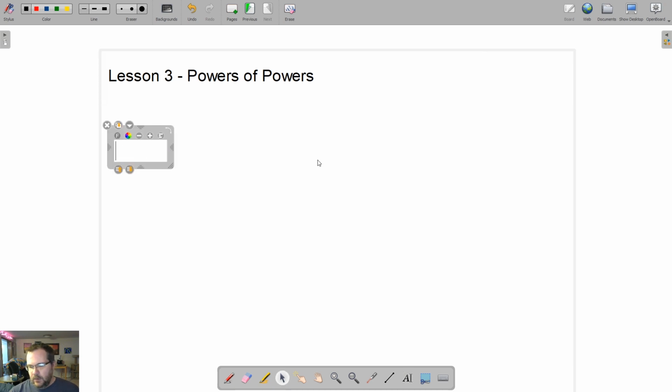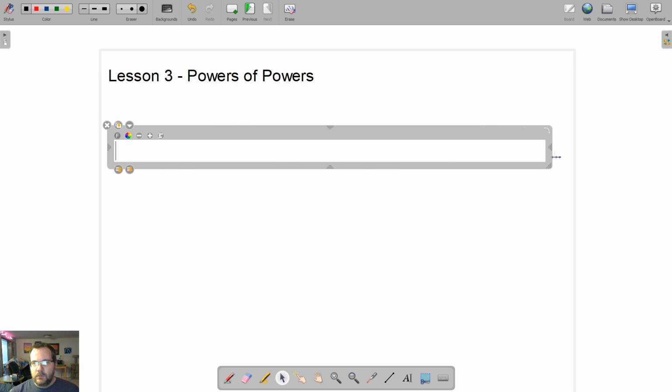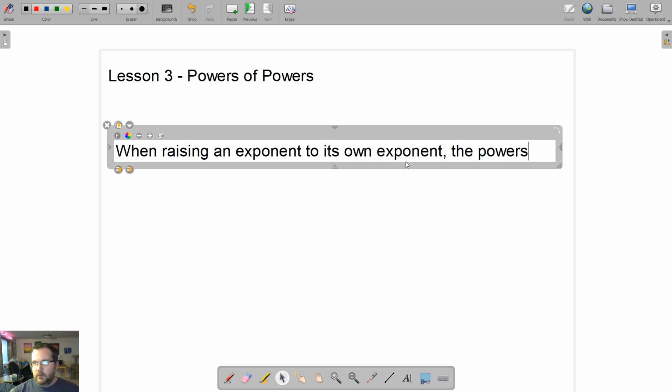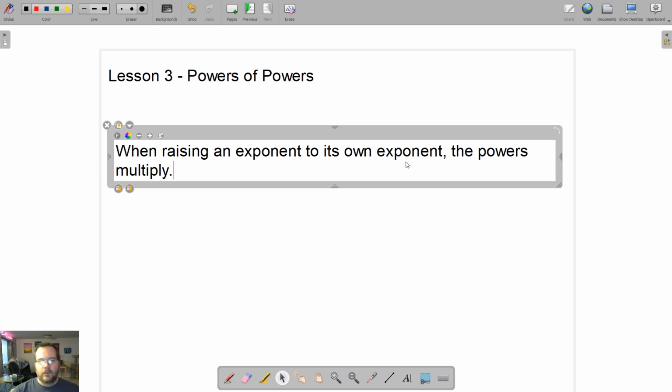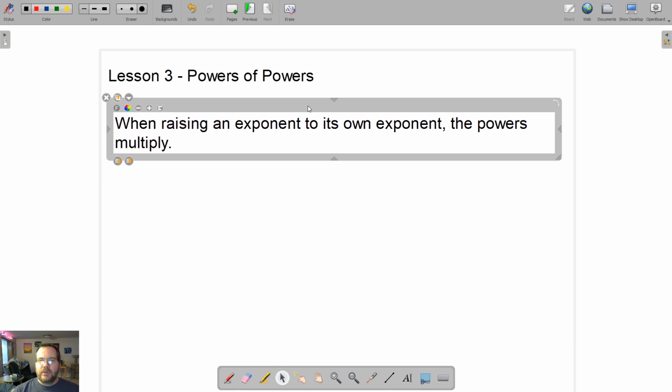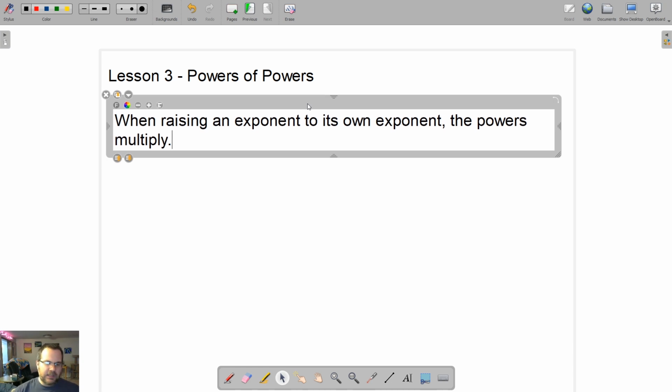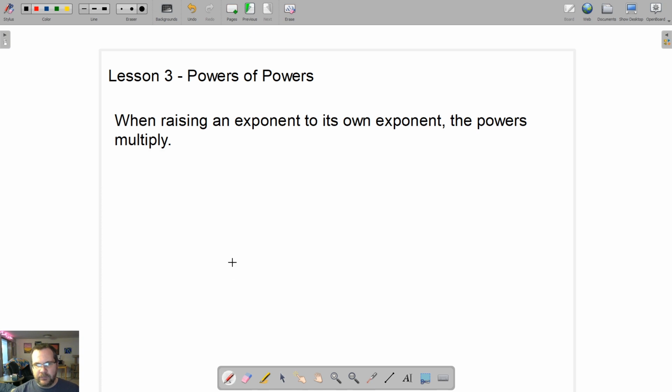So powers of powers. When you raise an exponent to its own exponent, so something that has an exponent being raised to an exponent, the powers multiply. When you're multiplying two things that have the same base, the exponents add. So multiplication goes to adding, like a step down. When you divide, you subtract, again a step down. So when you're raising a power to a power, the step down from a power would be multiplication. Let me show you exactly what that means.